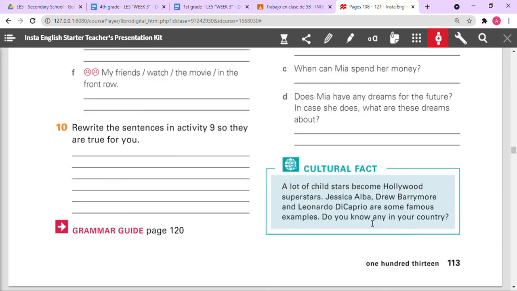Okay, and we're going to finish with a cultural fact. A lot of child stars become Hollywood superstars. Jessica Alba, Drew Barrymore, and Leonardo DiCaprio are some famous examples. Do you know any in your country? Do you know any child star in Peru?